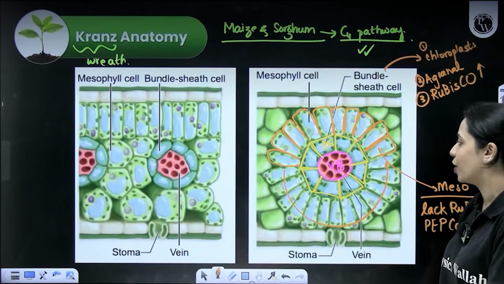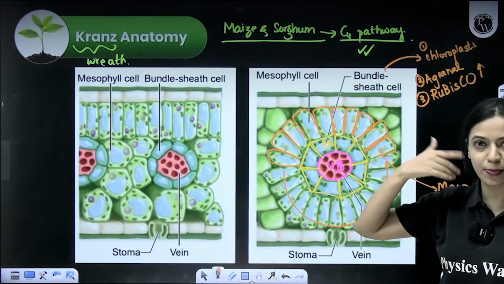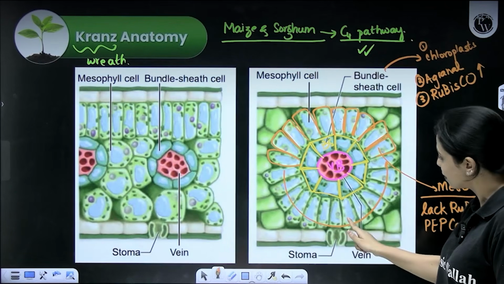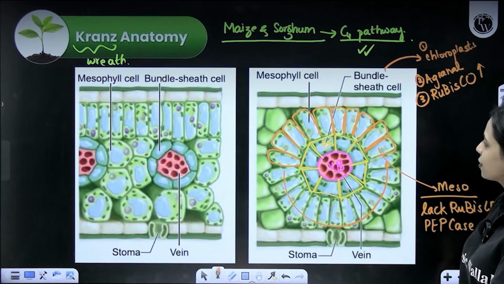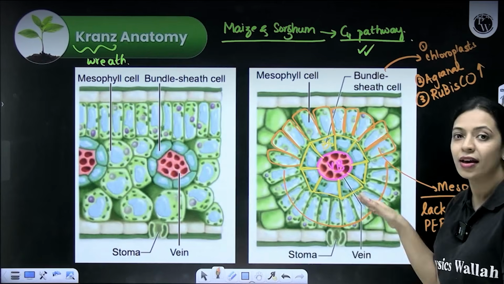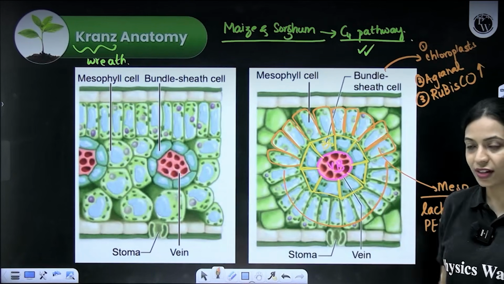If carbon dioxide has to enter the leaf, it has to enter through the epidermis. Stomata is present at the epidermis. So through the epidermis, it will enter the plant. First, it has to go to the mesophyll, then only it will reach the bundle sheath, right? So first, through the stomata, carbon dioxide either from here or here. First, it has to go through the mesophyll cells and then only it will reach the bundle sheath.